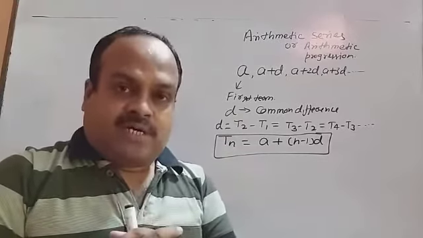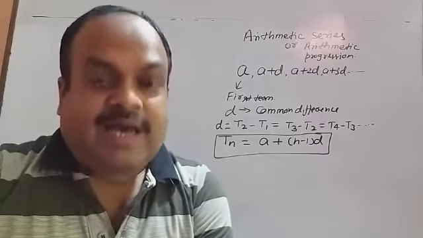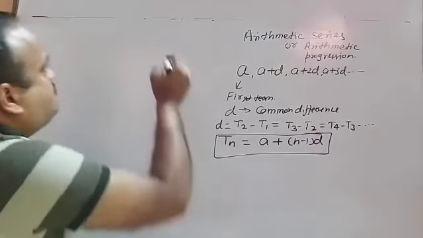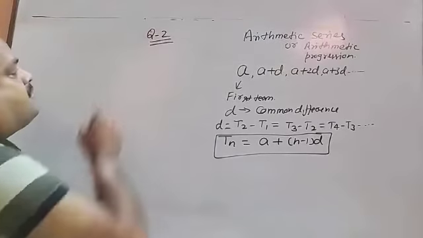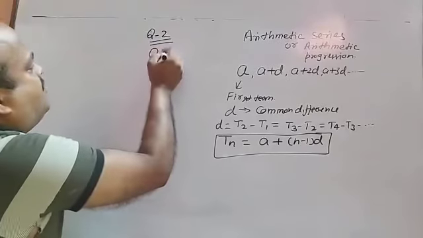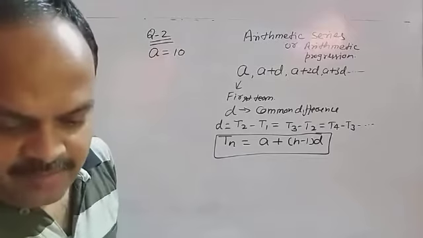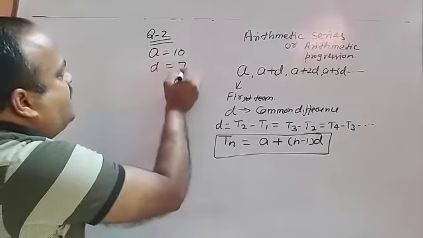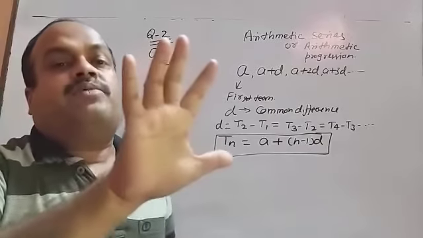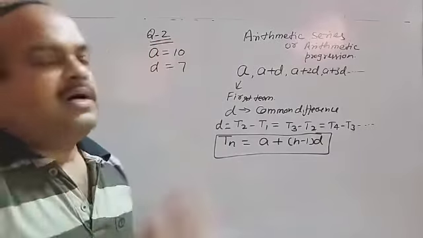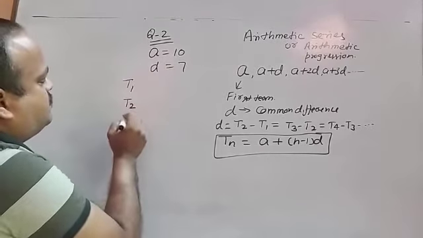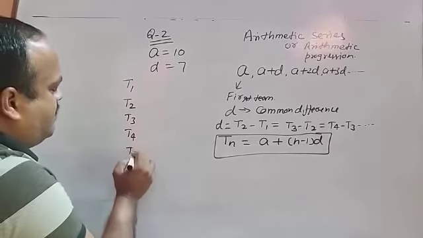So I am going to solve today questions of exercise 9A. My dear students, questions of 9A. Question number 2. In this question, we have first term a as 10 and the common difference d is 7. What do we want? We want the first 5 terms: T1, T2, T3, T4 and T5.